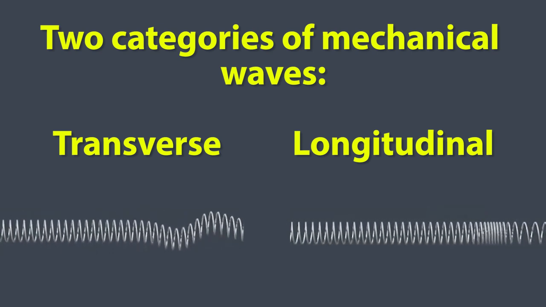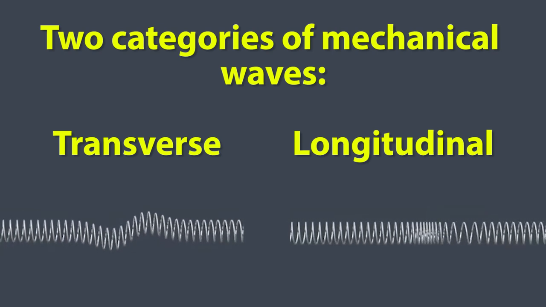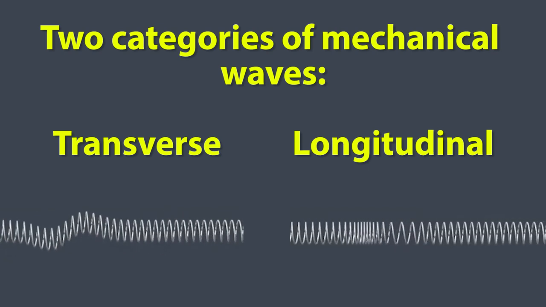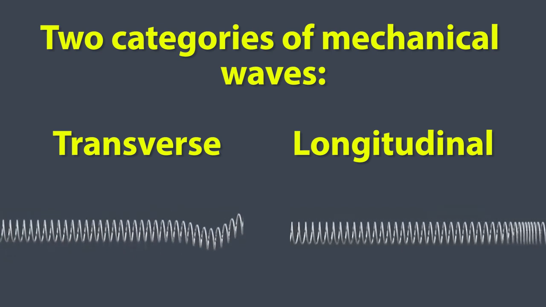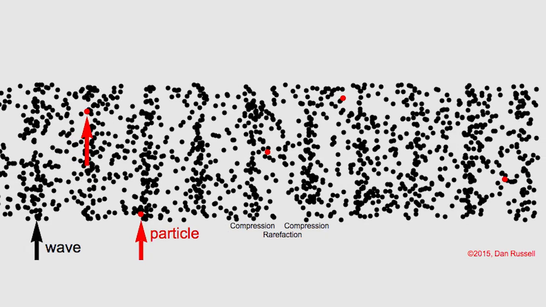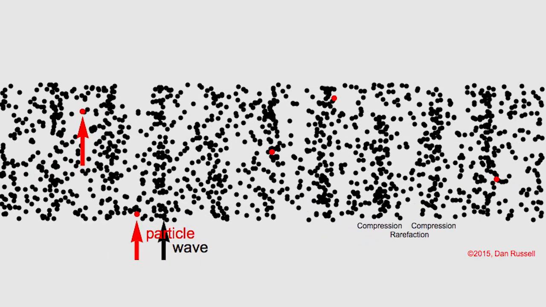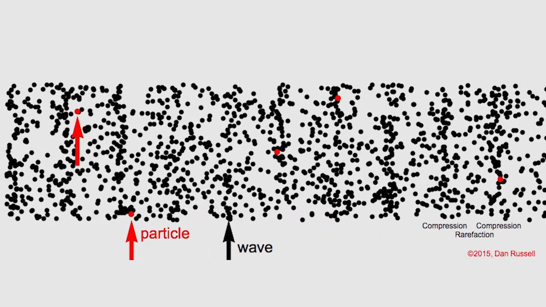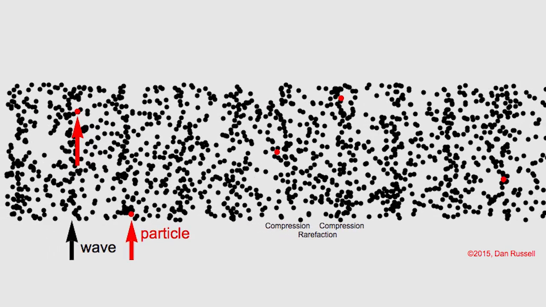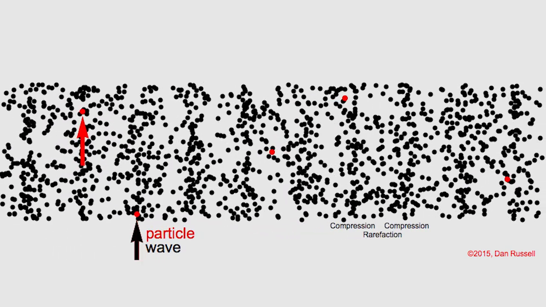In a longitudinal wave, the particle movement is parallel or in the same direction as the direction of the wave, the direction of propagation. Here's an animation of a transverse wave. You can see the wave looks like it's sort of moving horizontally, but if you take a look at the particles, they're vibrating vertically. So this is a situation where the particle movement and the direction of wave propagation is perpendicular. In this longitudinal wave, the wave still looks like it's moving horizontally, but the particles are also moving horizontally. This is what makes a longitudinal wave, when the particle movement and the direction of propagation are parallel.